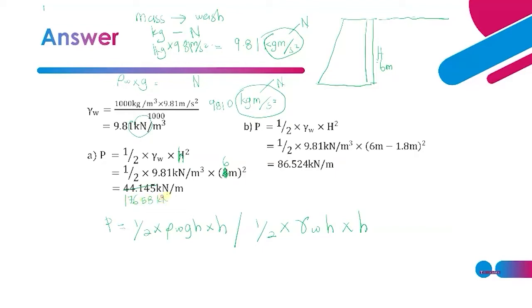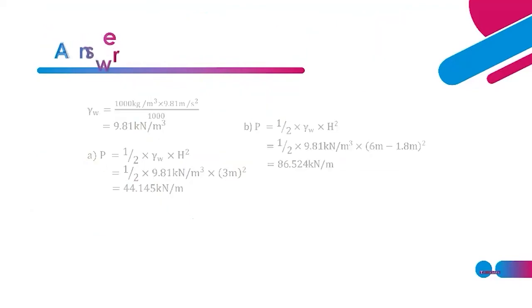176.58 kilonewton for every 1 meter. Maksud 1 meter tu setiap 1 meter. For example, retaining wall macam ni. So setiap 1 meter panjang retaining wall you ke sana lah. This is for A. And then we have for B.